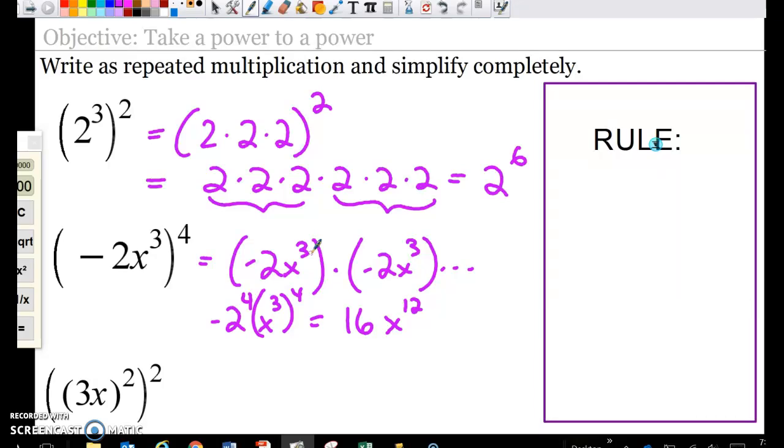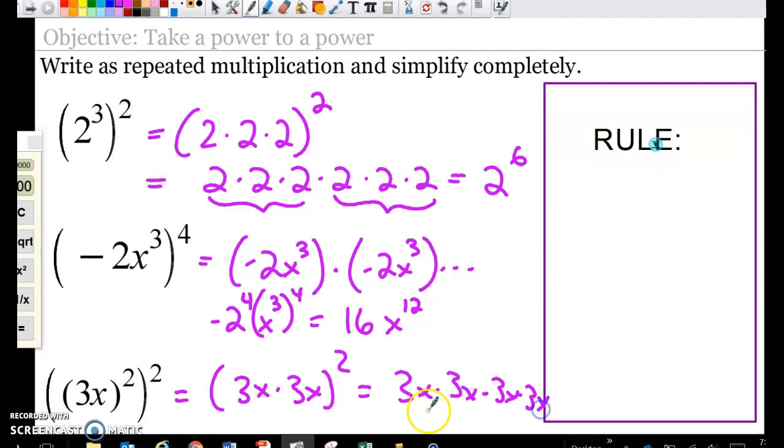Well, last one, 3x squared squared. 3x squared would be 3x times 3x. I have to square that again, so I have 4 3x's. Which means I'm going to have 3 to the 4th power, which is going to be 81, x to the 4th.